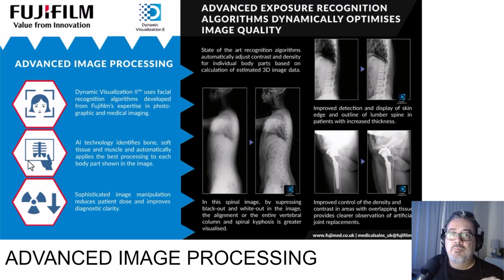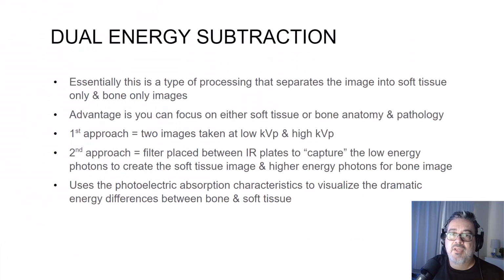We'll wrap this section up with a couple of additional items to discuss, one being dual energy subtraction, and then we'll talk about grid suppression. Dual energy subtraction processing separates the image into soft tissue only and bone only images. This allows you to see either soft tissue or bone only, and you can focus on one or the other when evaluating pathology. This is extremely useful if, for example, a soft tissue pathology is superimposed by the bone and more difficult to visualize. This can be accomplished using 2 different methods.